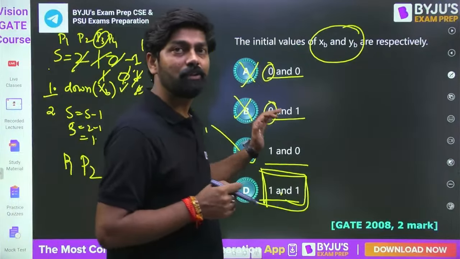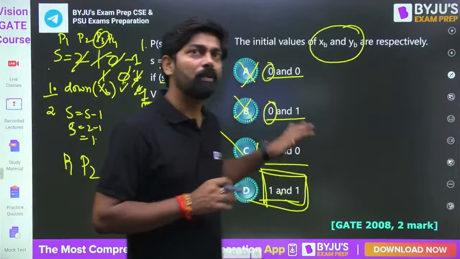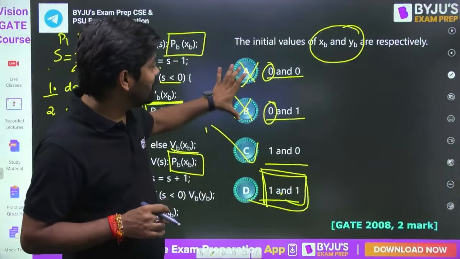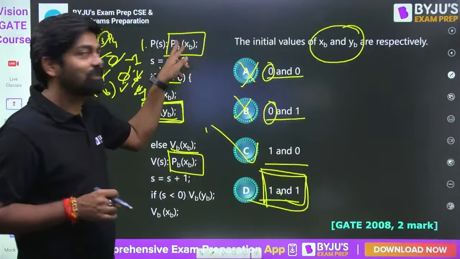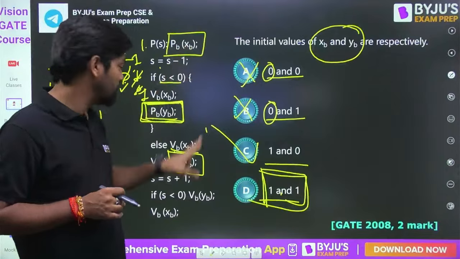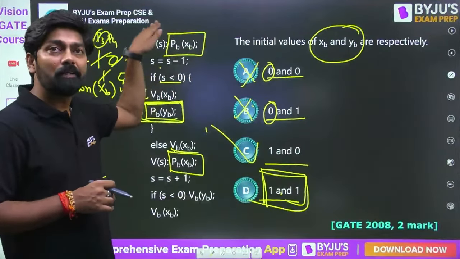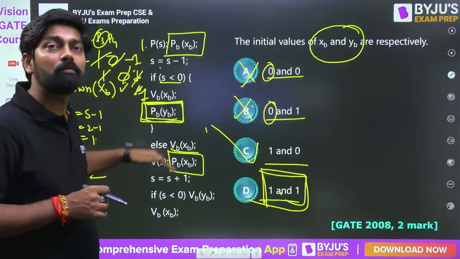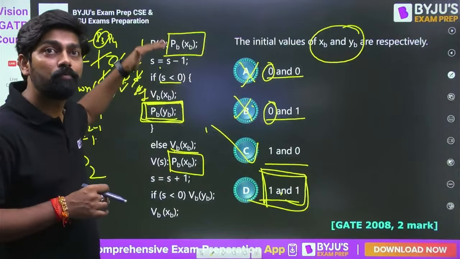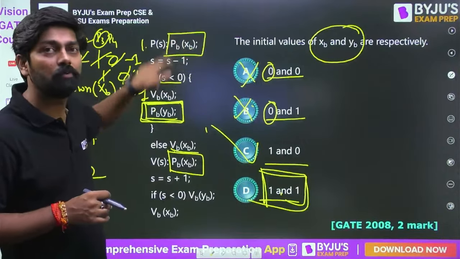Is that clear? 1 and 0 will be the right answer. See, for this question, you can easily remove options A and B by looking at the first operation, because it is a down. If XB is 0, my dear friend, the execution will not move forward because it is an unsuccessful down operation.